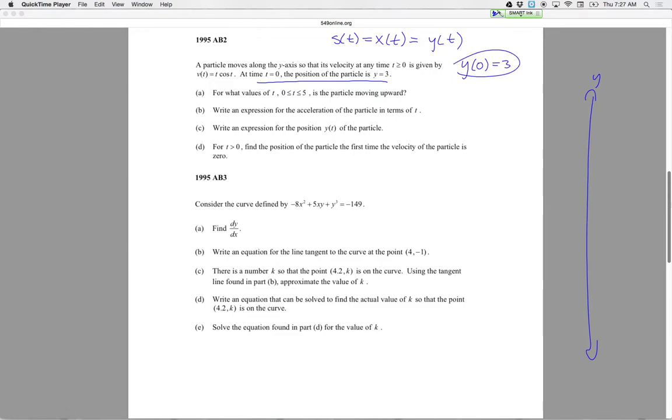All right, let's go through it. It says, for what values of t from 0 to 5 is the particle moving upward? So what am I going to do to figure out what values of t the particle is moving upwards? Sign analysis. Now, this is a calculator problem. And I did have a graphing calculator this year. It was a TI-81, but I did use the graphing calculator. I wasn't very good at it.